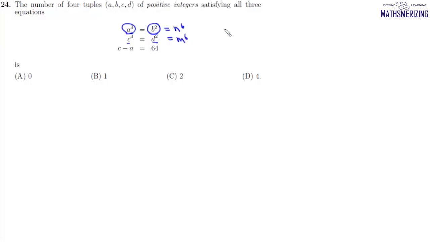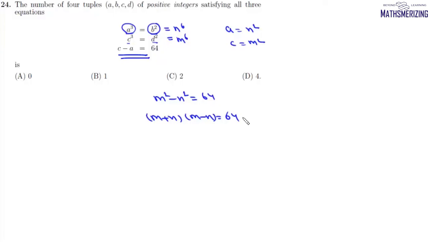Now if a cube is n to the power 6, we can write a as n square, and we can write c as m square. We can write c minus a equals 64 as m square minus n square equals 64. So it will be (m plus n) into (m minus n) equals 64. Now m and n must be positive integers, and they'll be positive integers when both of them are either odd or even, but the right hand side is an even number. So we have to express this as a product of even numbers.